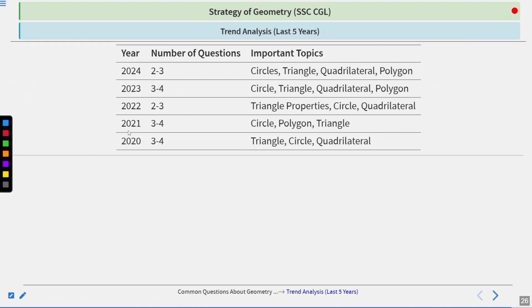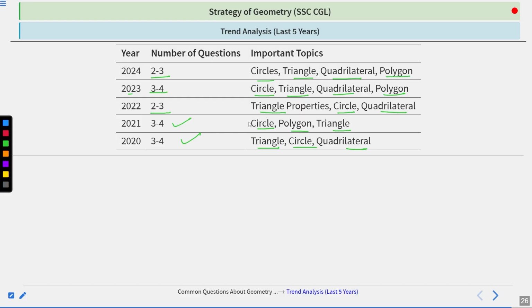Now trend analysis of the last 5 years. So as we can see, in 2020, 3 to 4 questions were asked, based on triangle, circle, quadrilaterals. In 2021, also 3 to 4 questions were asked, based on circle, polygon and triangle. In 2022, we can see that the pattern has changed. So 2 to 3 questions were asked, based on triangle properties, circle and quadrilateral. In 2023, 3 to 4 questions were asked, based on circle, triangle, quadrilateral and polygons. In 2024, 2 to 3 questions were asked, based on circle, triangle, quadrilateral and polygon.